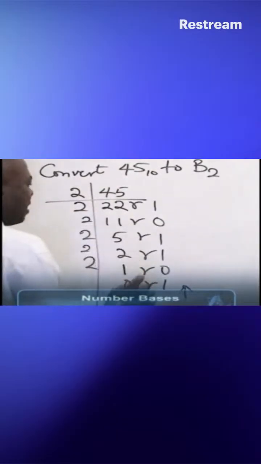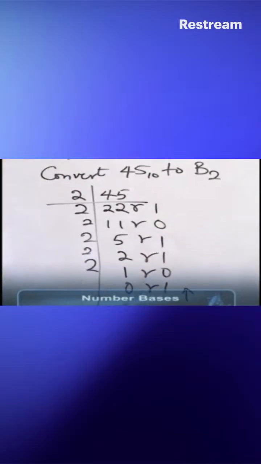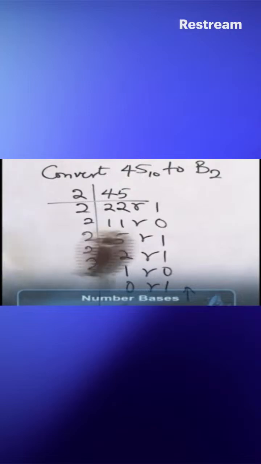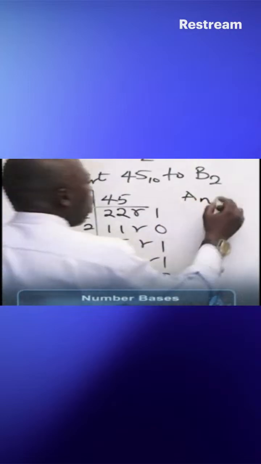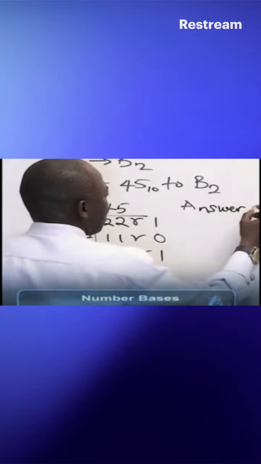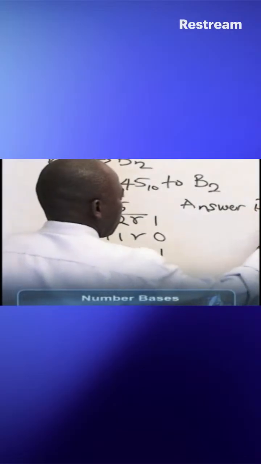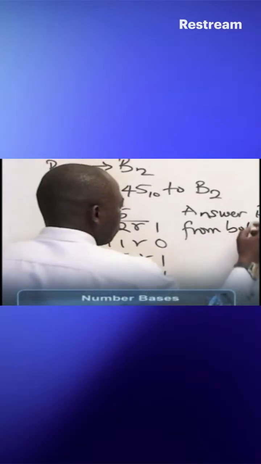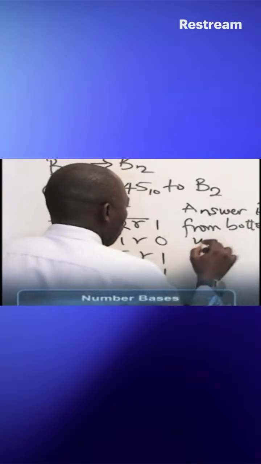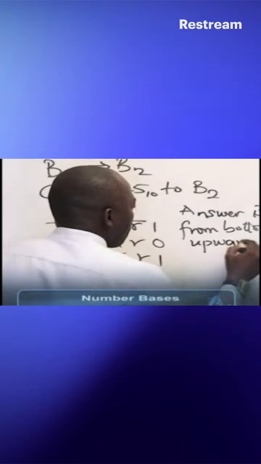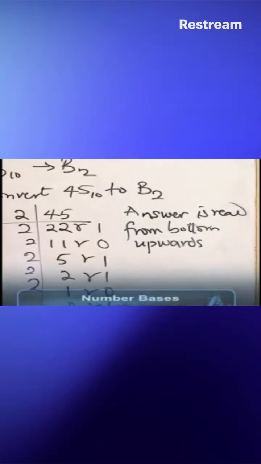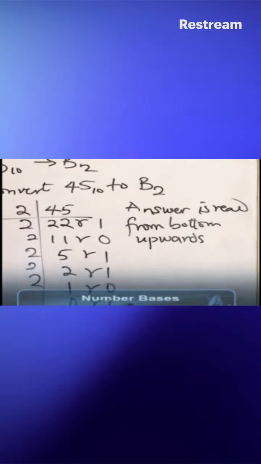One thing that will help you as you convert base 10 to base 2 is you must understand that you always read your answer from bottom upwards. Answer is read from bottom upwards, and that's why you see the arrow is going upwards.